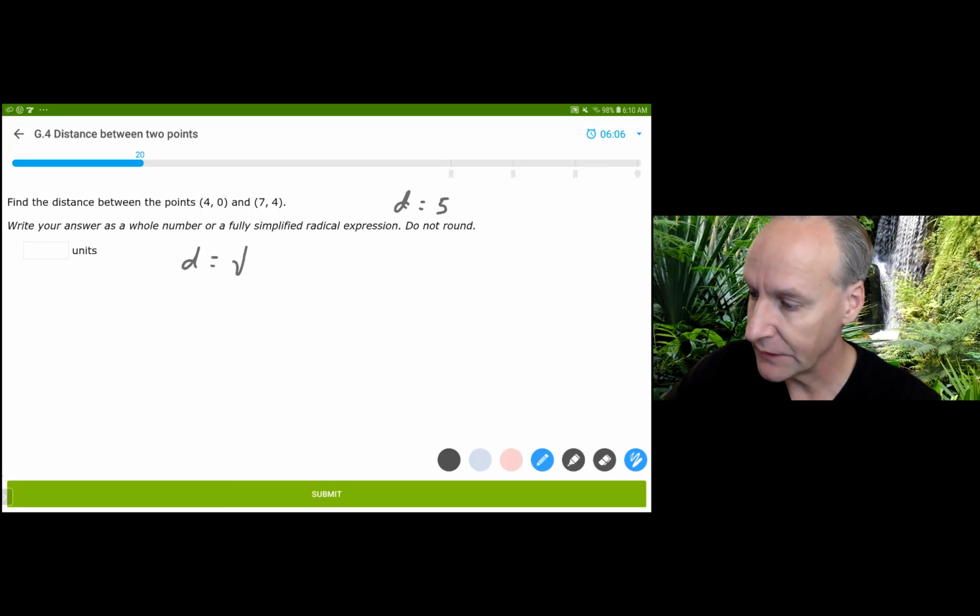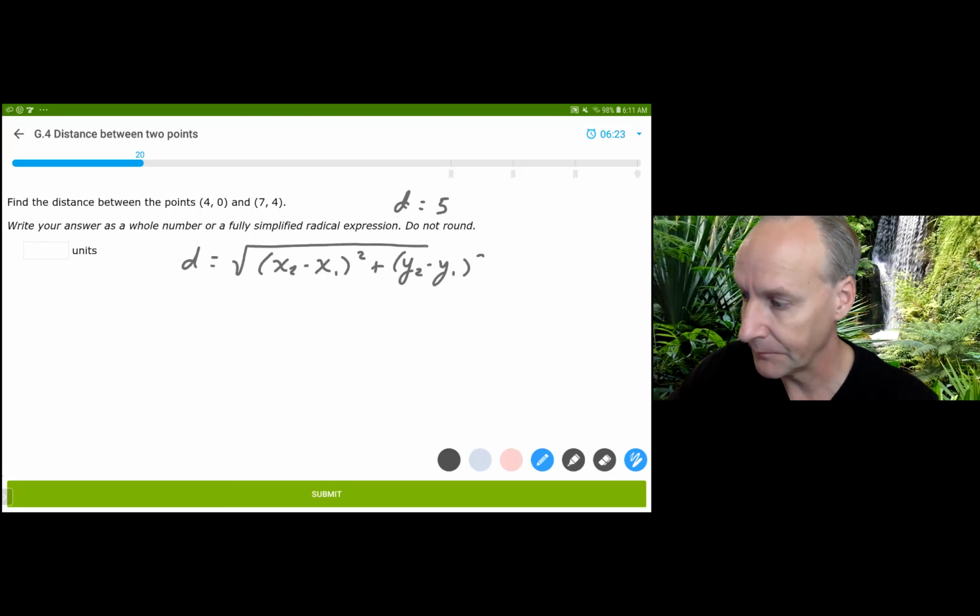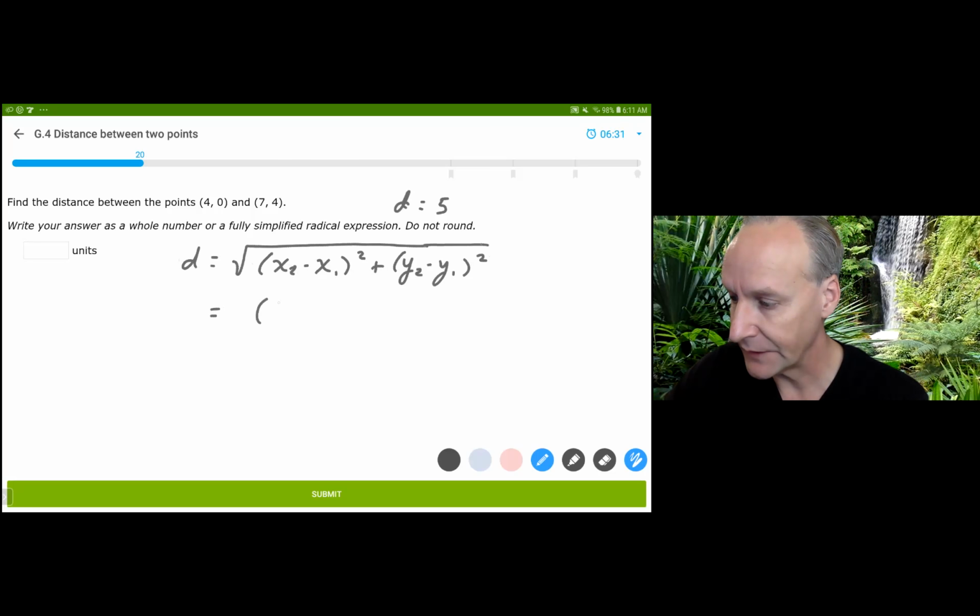The distance formula is the square root of the difference. Now, sometimes you're going to see it written like this, just so you know that it doesn't matter if you do the x's first. It's just I always do the y's first because that's the way they appear in the slope formula. And I like making connections in math. Anyway, x2 minus x1 is 7 minus 4.